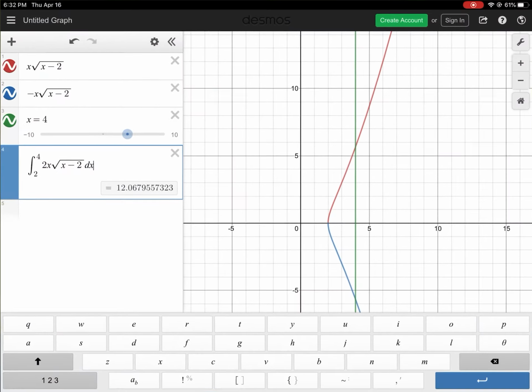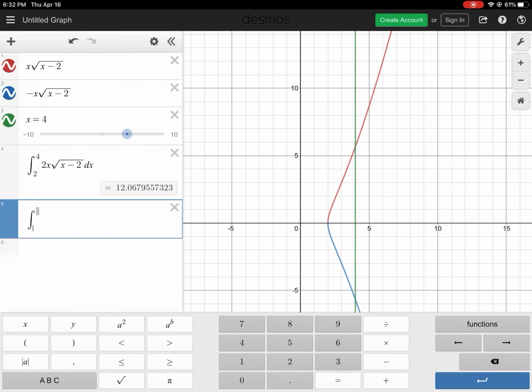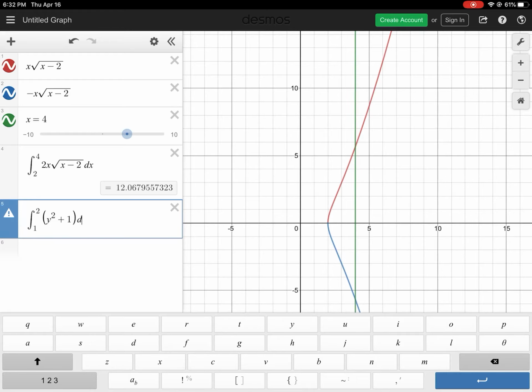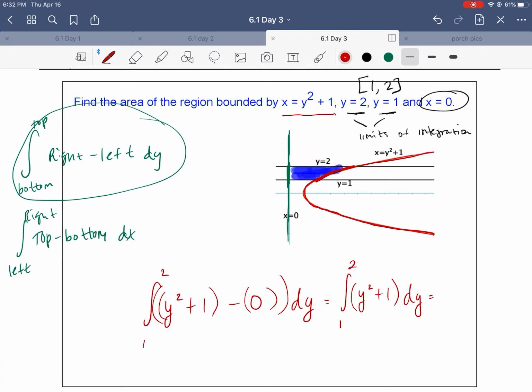On Desmos, I'm going to use a y. I think. I shouldn't say that so confidently. Integral from 1 to 2, parenthesis y squared plus 1, dy. Yes, I can. So 3 1/3, 3.3 repeated. Okay?